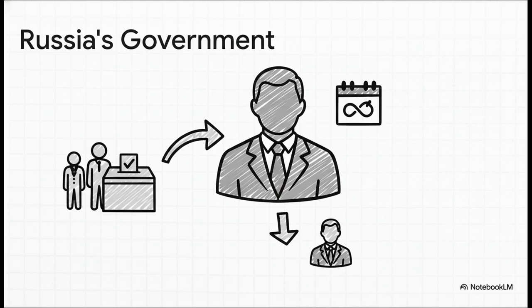So, officially, Russia is a presidential republic. Citizens directly elect the president, who holds a ton of power, including the authority to appoint the prime minister. It's also worth noting that recent constitutional changes have altered the rules around presidential term limits, allowing for longer tenures in power.